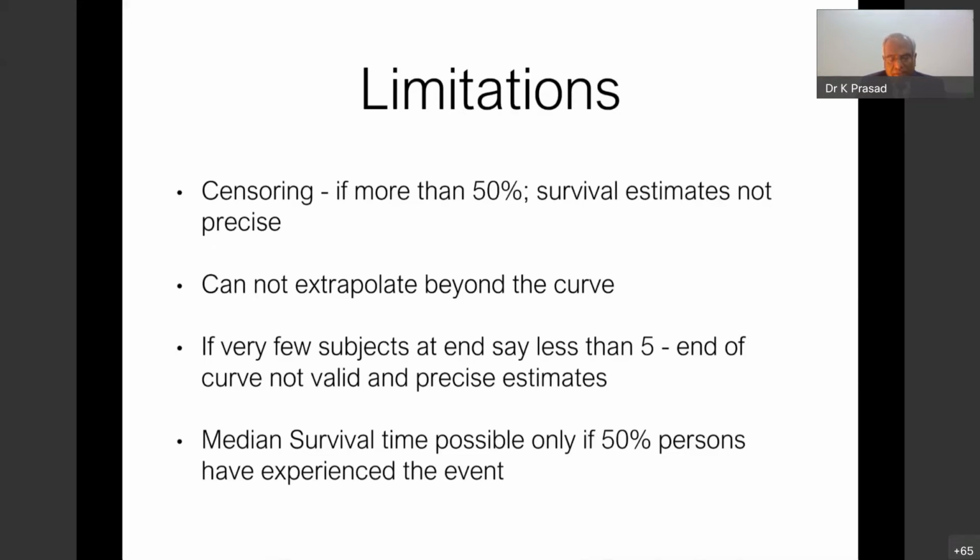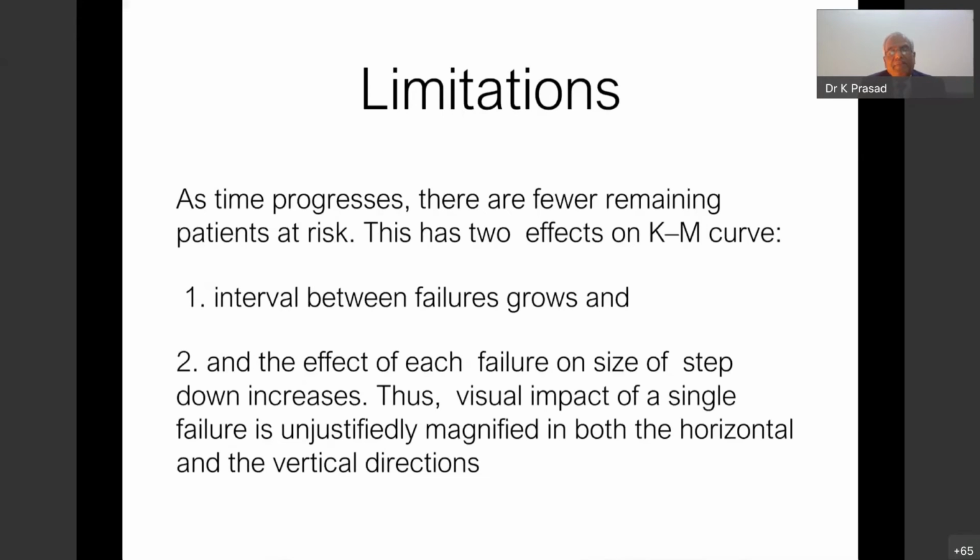Another thing is that economists, when they do cost effectiveness, extrapolate beyond the curve. And sometimes they will say, maybe I should assume that curves remain parallel after this. So a lot of assumptions come. But actually, extrapolation beyond the curve is not really correct and it's not valid. I have already said that if very few subjects are there towards the end, then the end of the curve is not valid and those estimates are imprecise. And I also told you median survival time is possible to know only if 50% of people have experienced the event. If the curve does not reach down to 50%, you can't really get the median survival.